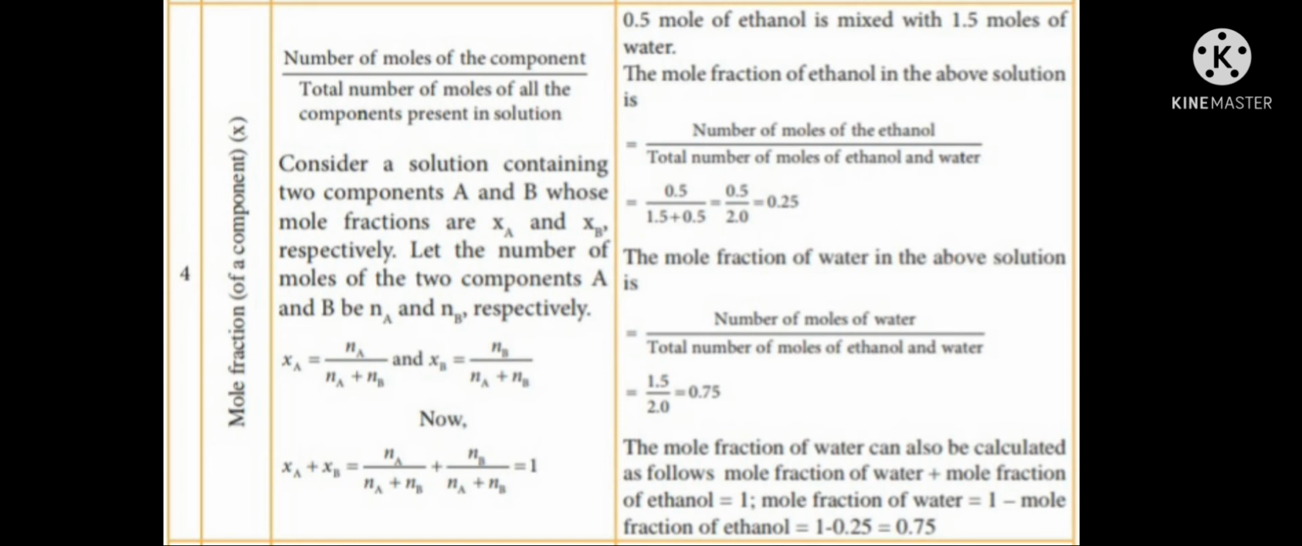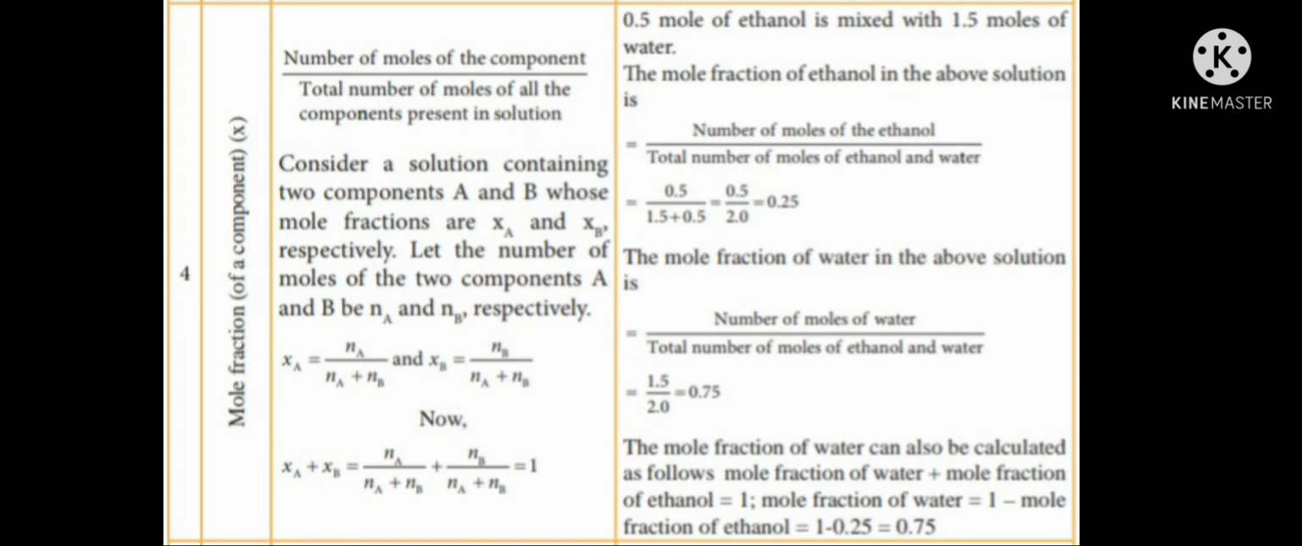Here the first component is ethanol, the second component is water. The number of moles of ethanol is 0.5 mole, where the number of moles of water is 1.5 moles. Here we have to calculate mole fraction of ethanol and mole fraction of water. First we will calculate the mole fraction of ethanol.